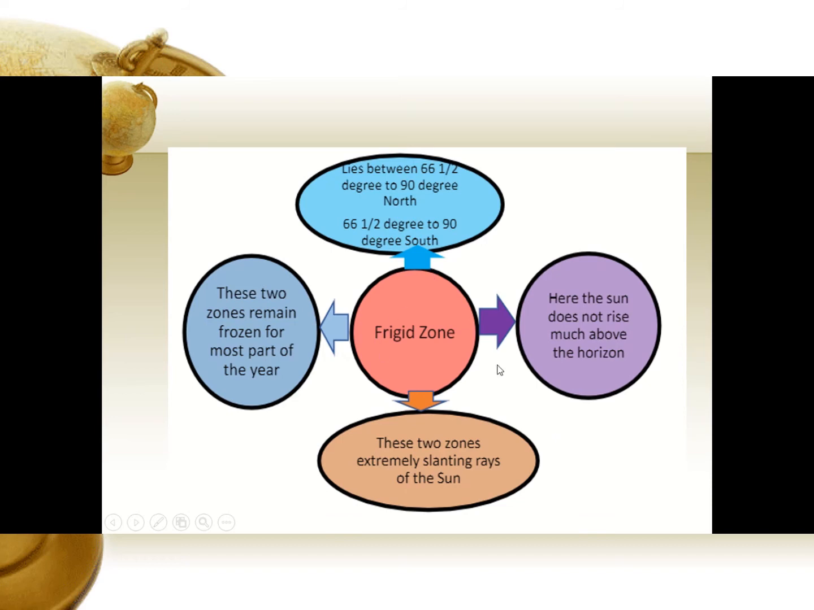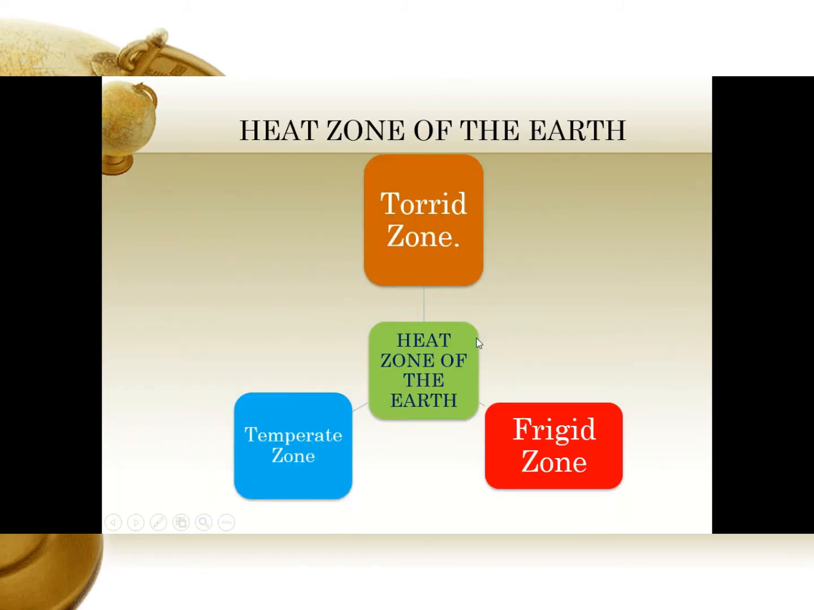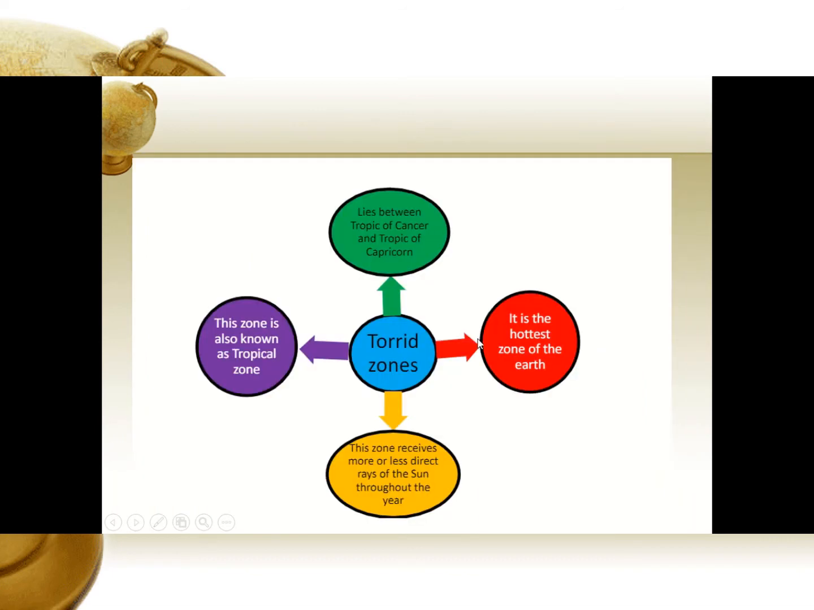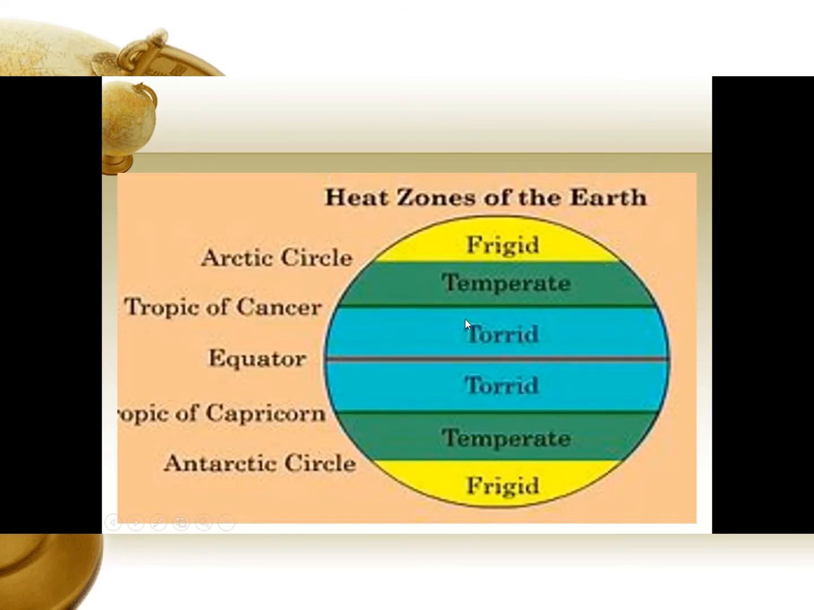If you want to brief once more, it covers the regions from 23.5 to 66.5 degree, the light green part. 23.5 degree to 66.5 degree north, and 23.5 degree south to 66.5 degree south. So this is the region of the temperate zone where we can experience the moderate climate, neither too hot, neither too cold.